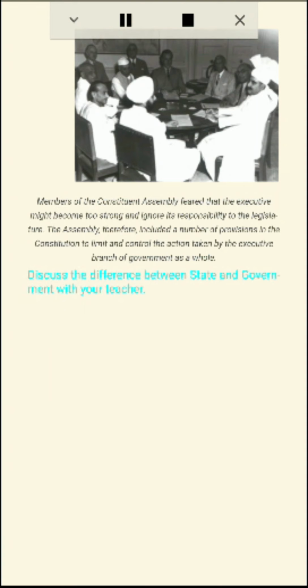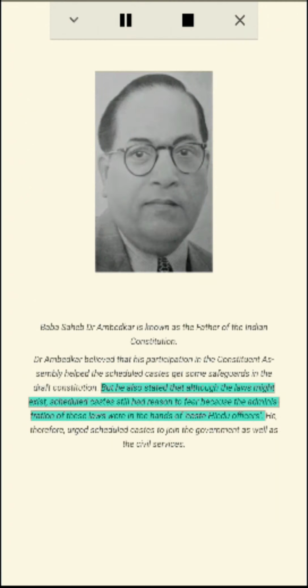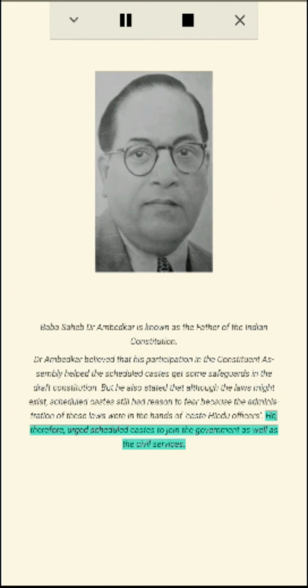Baba Saheb Dr. Ambedkar is known as the father of the Indian Constitution. Dr. Ambedkar believed that his participation in the Constituent Assembly helped the scheduled castes get some safeguards in the draft constitution. But he also stated that although the laws might exist, scheduled castes still had reason to fear because the administration of these laws was in the hands of caste Hindu officers. He, therefore, urged scheduled castes to join the government as well as the civil services.